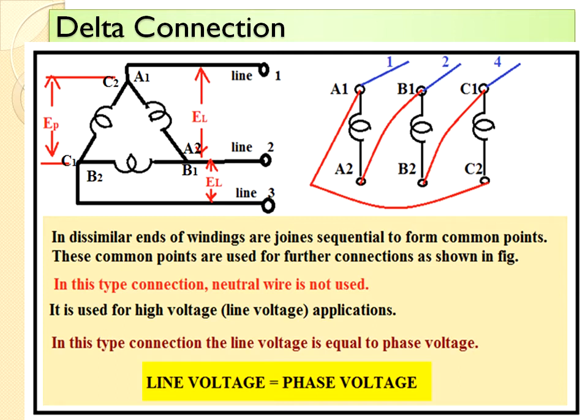Now, clearly observe, in this type of connection, there is no neutral wire or option of a neutral wire. Three lines are there, line 1, line 2, line 3. Voltage between any two lines is line voltage. Voltage across one phase is known as phase voltage. In this type of connection, it is clearly seen that line voltage is equal to phase voltage. Try to understand.